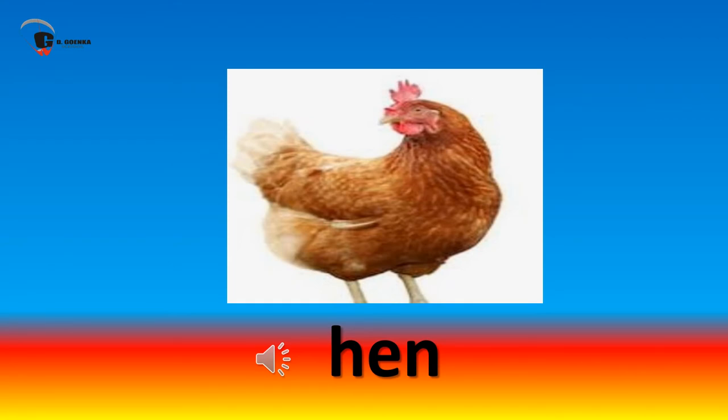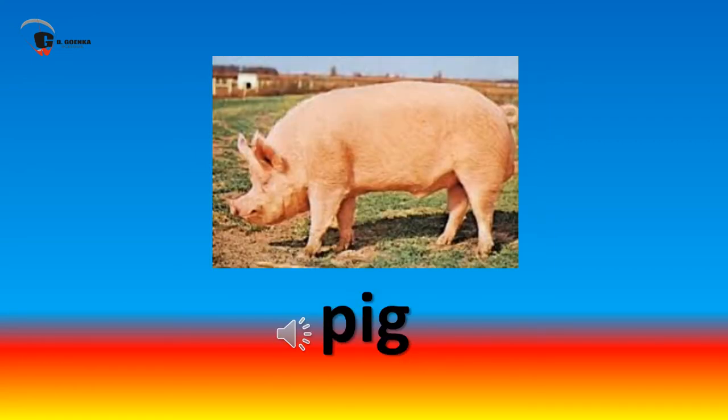Next farm animal which we will do is hen. You can see the picture of hen. Yes, it has 2 legs only. This is a hen.